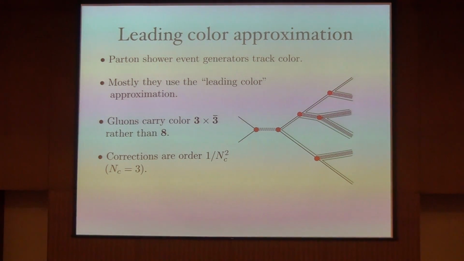The theory is SU(3) color gauge theory. However, that's very inconvenient to deal with. So what people use is they keep track of the color of the shower, but they treat it approximately. So instead of saying a gluon is carrying the color 8 representation of SU(3), they pretend that the gluon is carrying color 3 times color 3 bar. Now, in group theory, 3 times 3 bar is 8 plus 1. And they get rid of the 1. They just keep going.